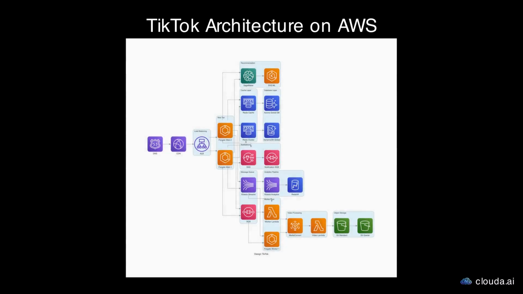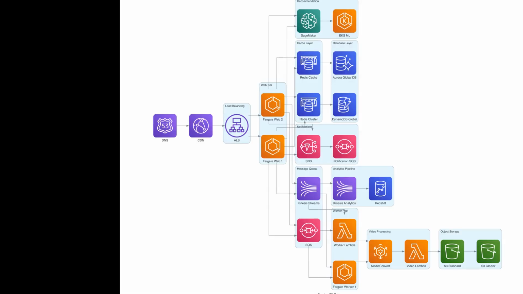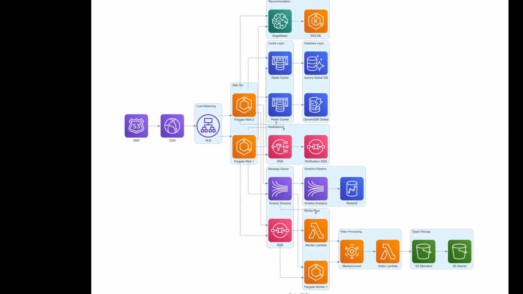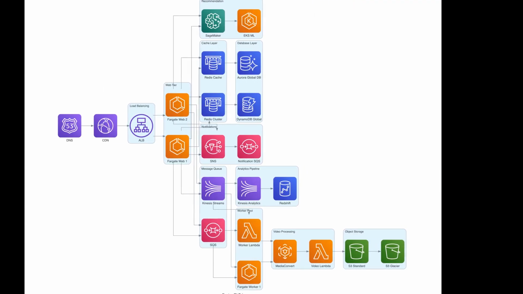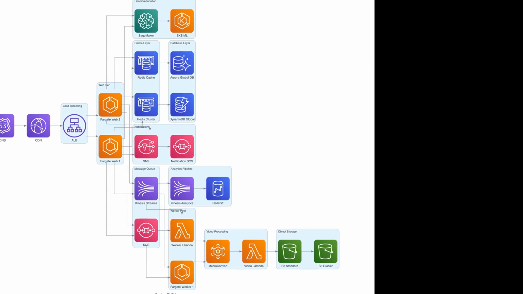Let's explore how to build a TikTok scale platform on AWS. Here's our complete architecture designed for billions of video views daily. Starting at the entry point, we use Route 53 for global DNS routing and CloudFront as our CDN to deliver videos with ultra-low latency. Application load balancers distribute traffic across regions, while API Gateway handles our REST and WebSocket APIs for real-time features like live streaming and comments.